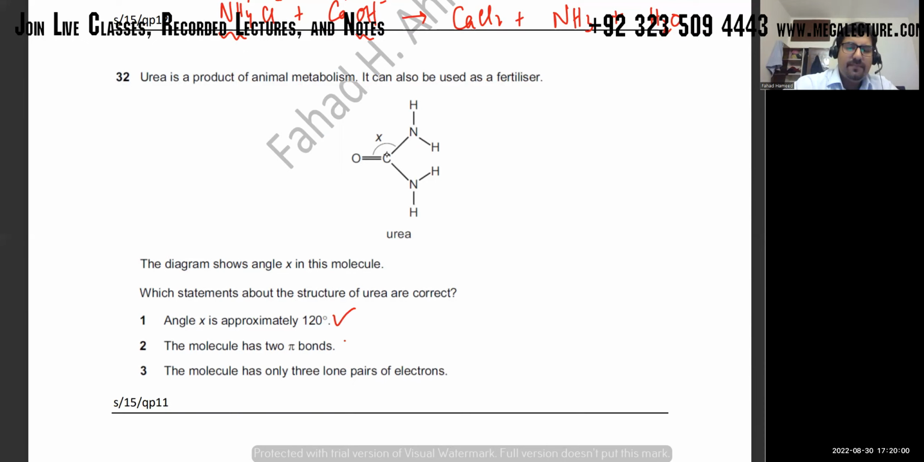The molecule, तो ये आप लोगों ने नहीं किया हुआ, the molecule has only 3 lone pairs of electrons. So does it have 3 lone pairs? Oxygen has 2 lone pairs, because oxygen is group 6, right? Nitrogen is group 5, so that's 3 bonds, and it's going to have 1 lone pair. This nitrogen will also have 1 lone pair. Carbon in the middle will have no lone pairs because it's making 4 bonds, and it's got 4 electrons, so there's nothing left. So it's got 4 lone pairs, so it doesn't have 3 lone pairs. So this one is also wrong. Is this clear?